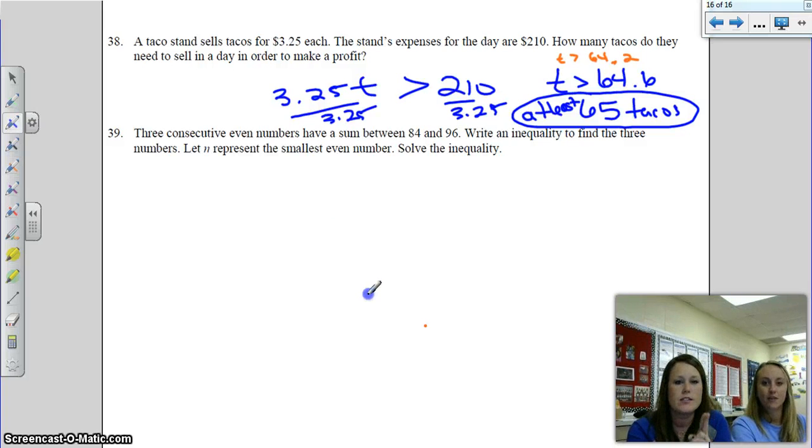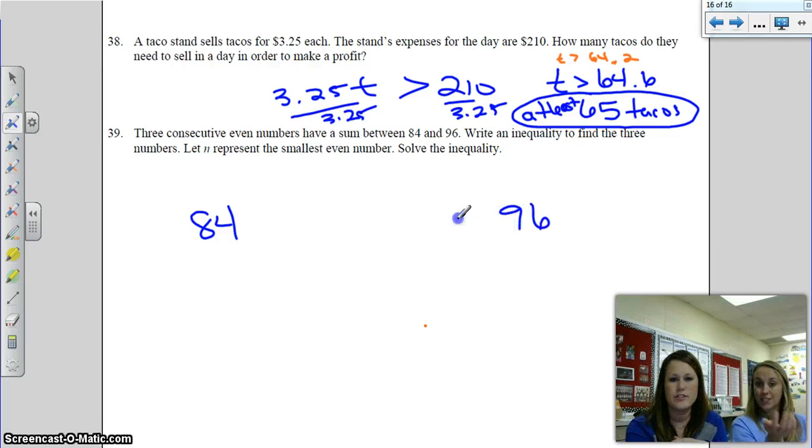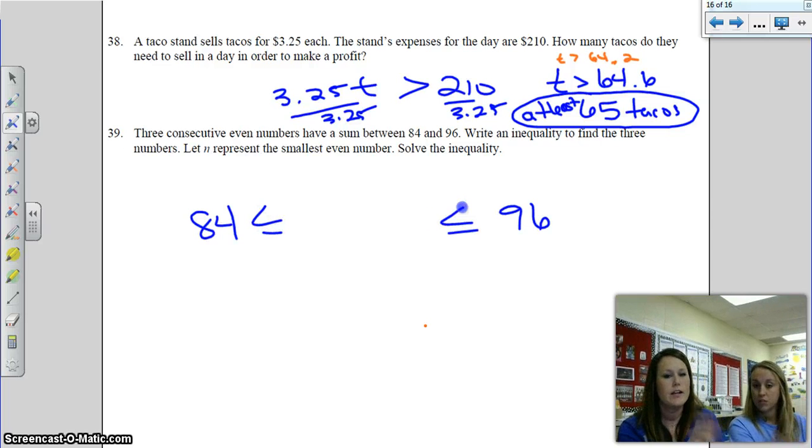All right, 3 consecutive even numbers have a sum between 84 and 96. So first of all, here's this and here's this. I need it to be between the two. So it's an and inequality, so they have to be less than or equal to. Okay, so step 1's done. Now we've got to figure out what goes in here. It says, write an inequality to find the 3 numbers.